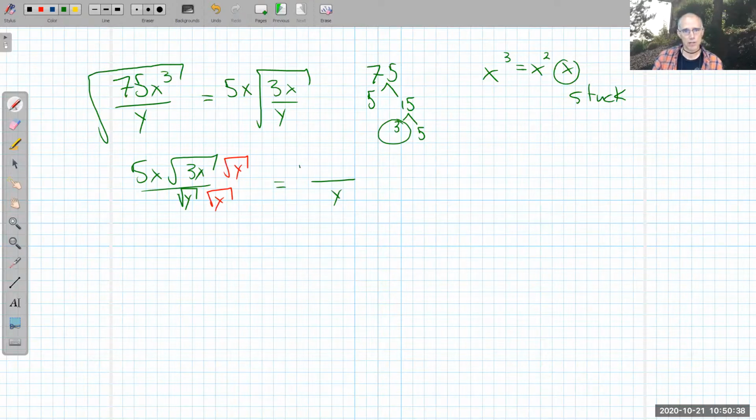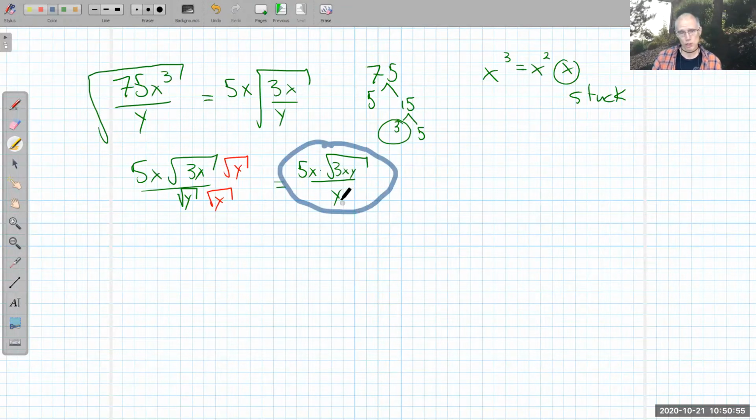In the top, the 5x is just hanging solo up there, times, since these are the same type of root, I can multiply them. So 3x times y is just 3xy, and that's stuck in the root. So then this right here would be my reduced answer with a rationalized denominator, meaning there's no roots in the denominator.